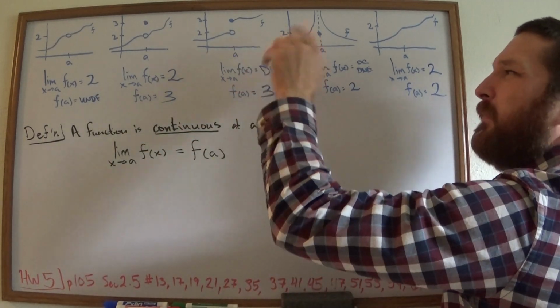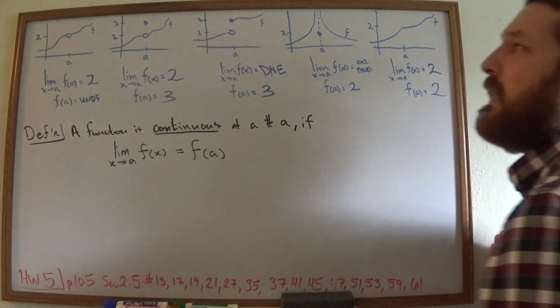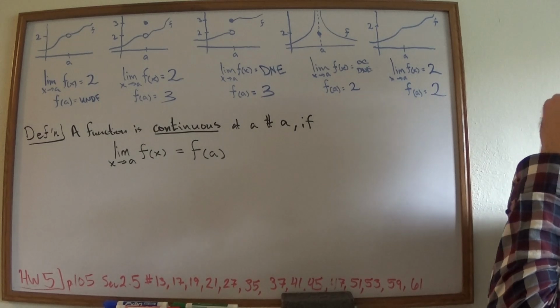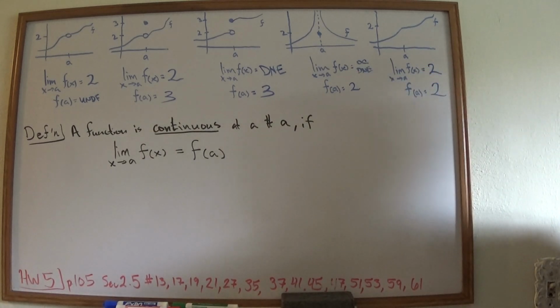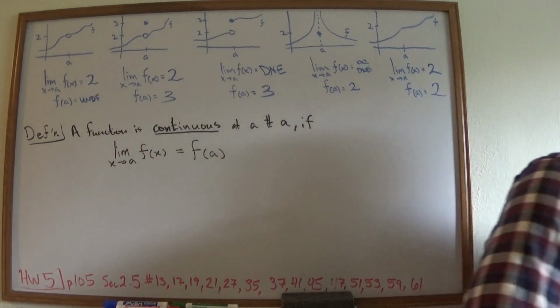Here there's a jump. We're going to get into these different kinds. Each one of these has a discontinuity at A. There are different types of discontinuities. This one is continuous.